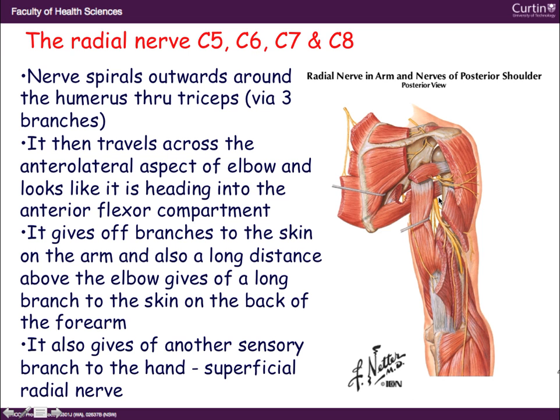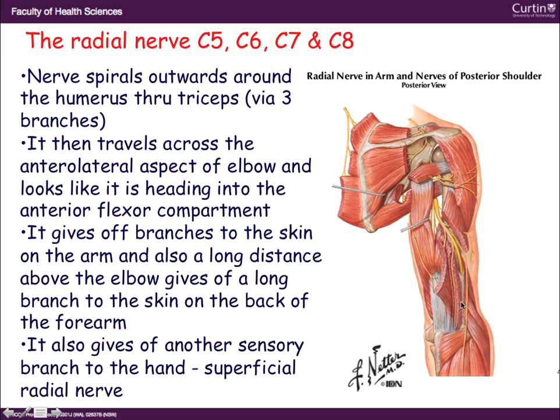Nice. Cool. So the nerve spirals around the humerus along the spiral groove, and as it does so, it gives off 3 different small branches. So it gives off a branch to the long head, gives off a branch to the lateral head, and gives off a branch to the medial head, as you can see here. And then it looks like it's just about to head over to the flexor compartment of the brachium, but surprise, surprise, it doesn't.